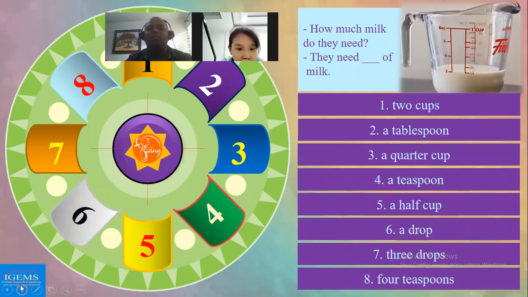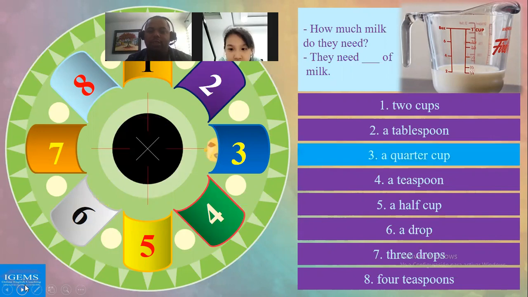Okay, how much milk do they need? They need? Where, teacher? I can see. Oh, you cannot see it? Okay, well, I can see now. Fantastic. So let me see. How much milk do they need? They need a quarter cup. Okay. Look at there. And the answer, yeah, that's right. The answer went away right one time, all right?